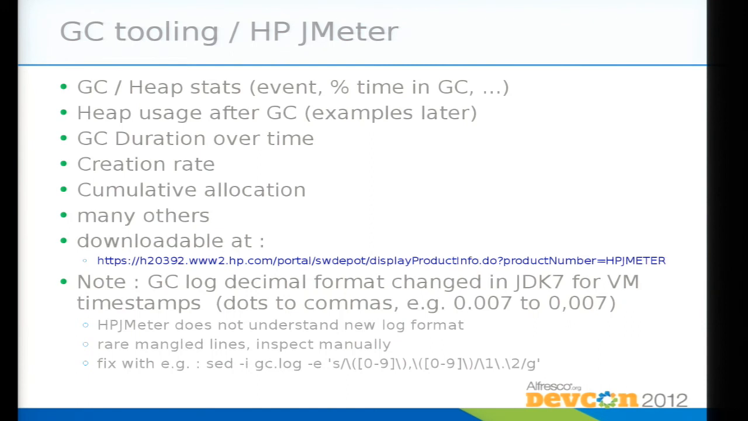And many other graphs. Something you need to be aware of is that in JDK 7, the decimal format for the GC log changed. So HP JMeter does not understand natively the GC log file for Java 7, but you can easily fix it. I usually use sed, and I put in an example to fix the log and make it understandable by HP JMeter.